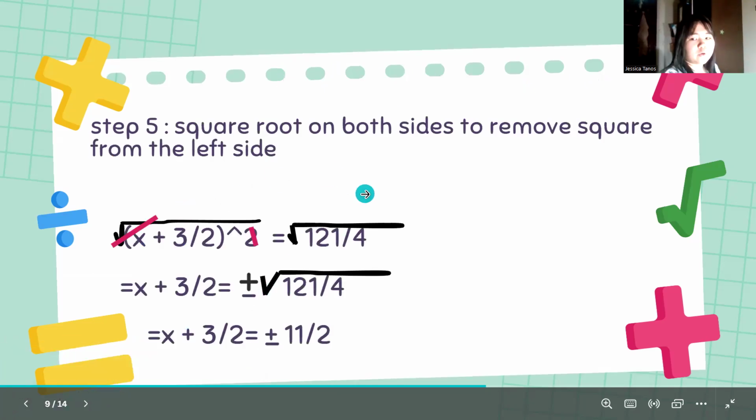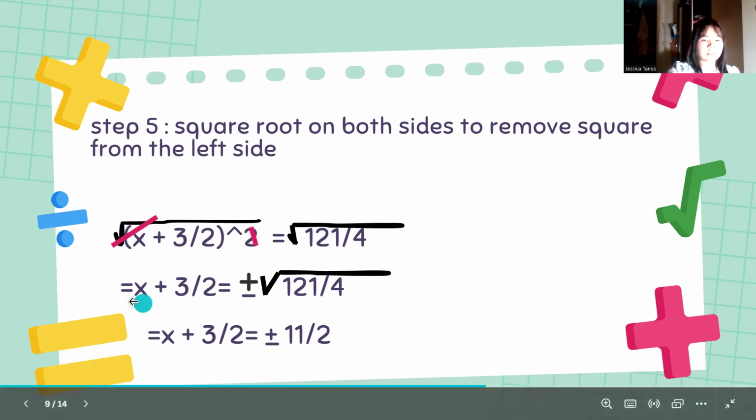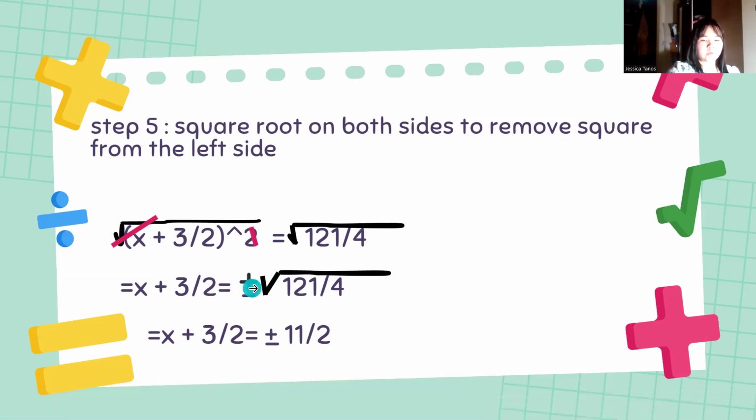Step 5. Square root both sides to remove the square from the left side. So basically, when you want to remove a square from a variable, you need to square root it, but it actually affects both sides. So we need to remove the square here, right? So we put square roots on both sides. Then the square root and the square cancel out, which leaves us with x plus 3 over 2 is equal to plus minus square root of 121 over 4.